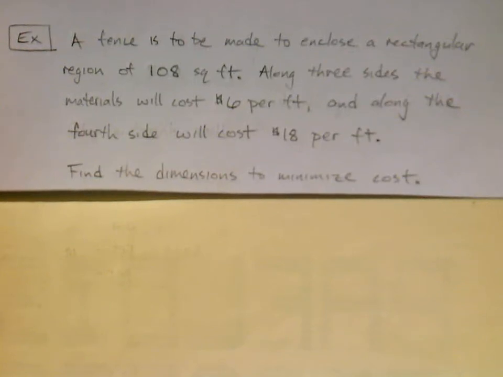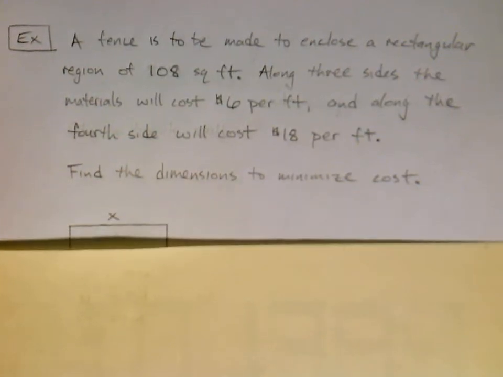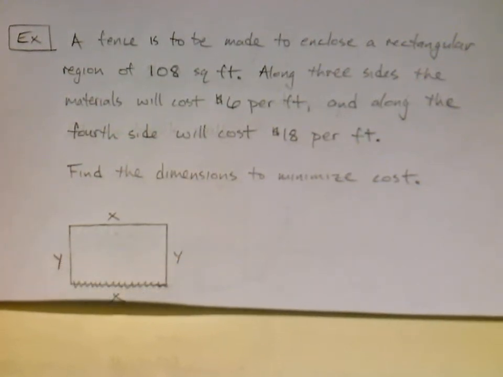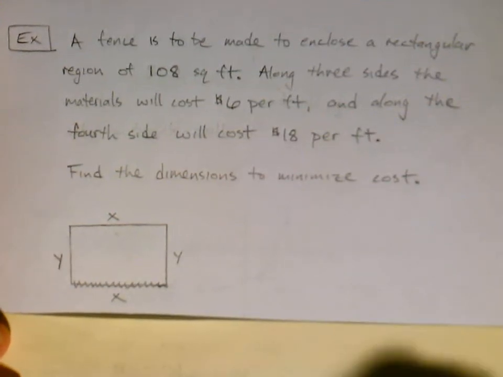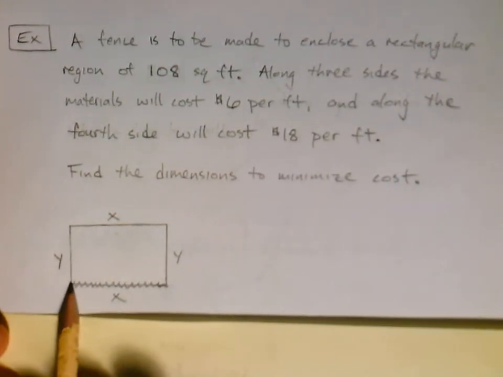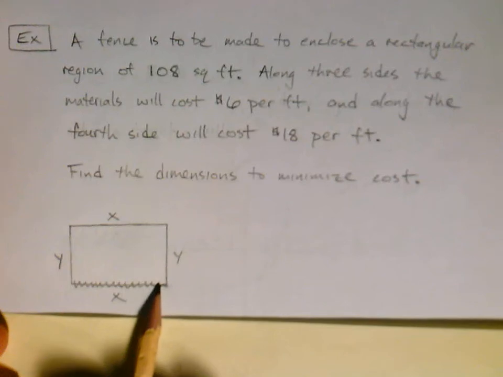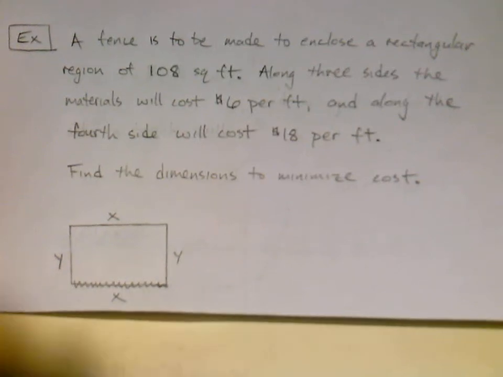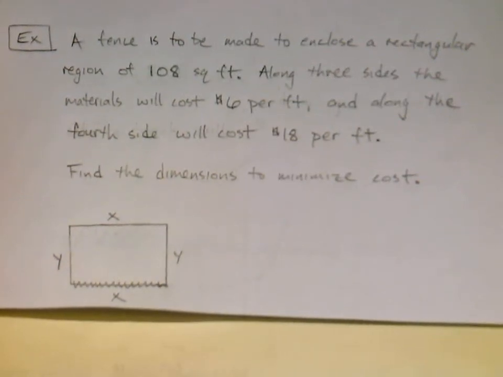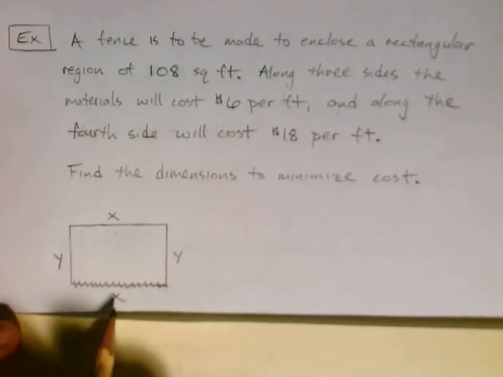For this one, kind of like that very first example we did, there's a similar feel. They're talking about a rectangular region. Go ahead and draw yourself that region. So I've got my rectangular region here, and I noted that this side I'm going to think of like the fourth side, the one that costs a bit more. I don't have to do that, but it just kind of makes it easy for me to remember how I thought of it. So I've labeled all four sides, right?